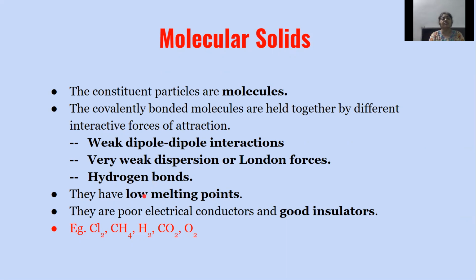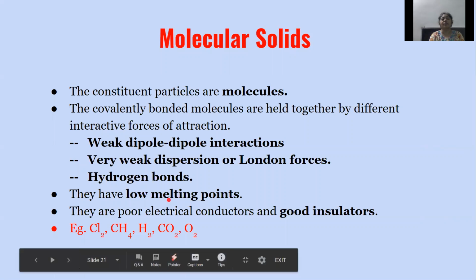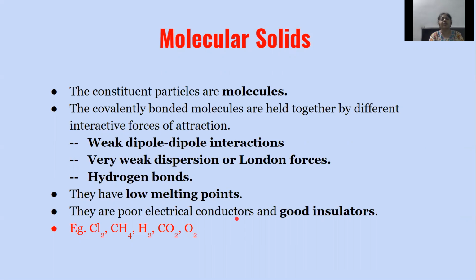Now, generally, these molecules have low melting points. These solids have low melting points, but of the three, the hydrogen bonded molecular solids have a comparatively higher melting point. They are very poor electrical conductors, and also they do not conduct heat, and hence they serve as good insulators.